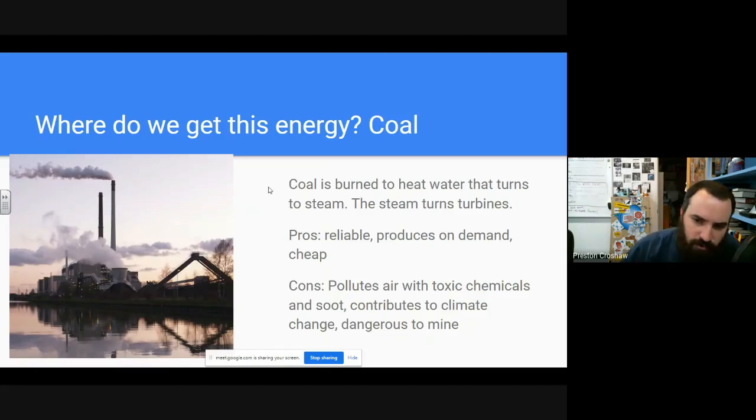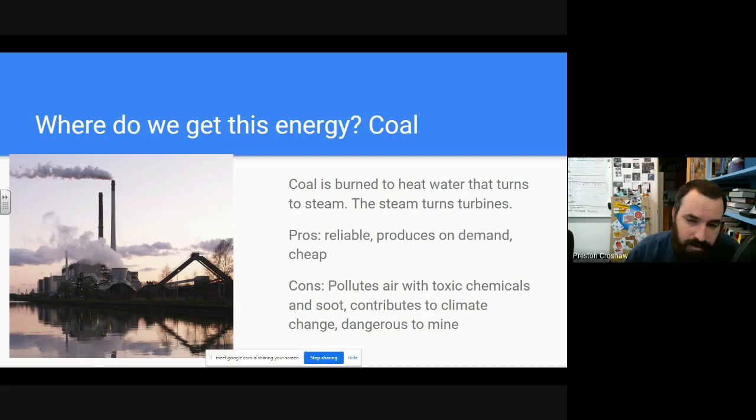All right, coal. Coal is burned to heat water that turns into steam. That steam turns the turbines. That's generally how we do it. We use a source of heat, and it generates steam, and that steam goes and turns the turbine. It is reliable. It can produce on demand, and it's cheap.